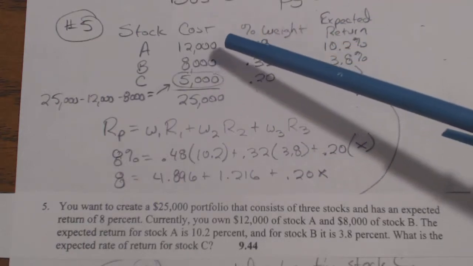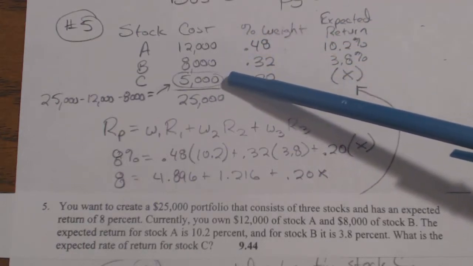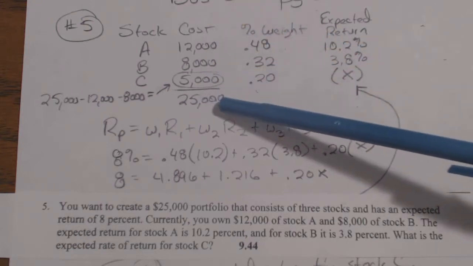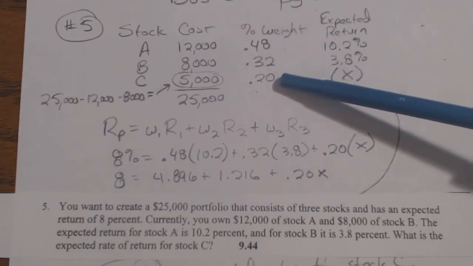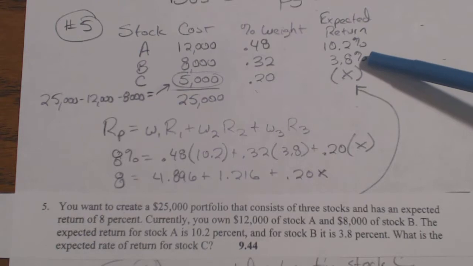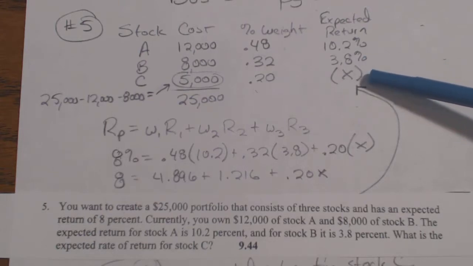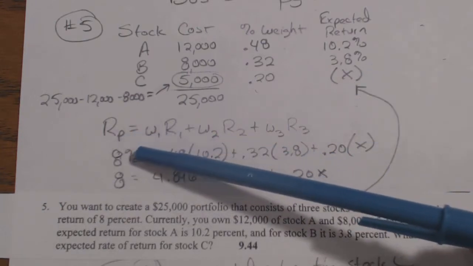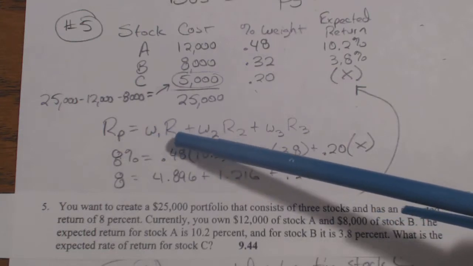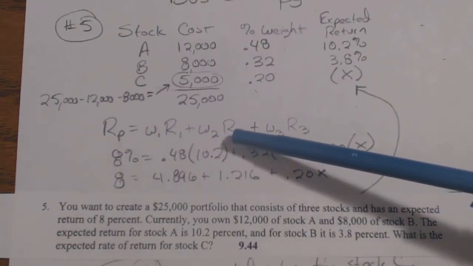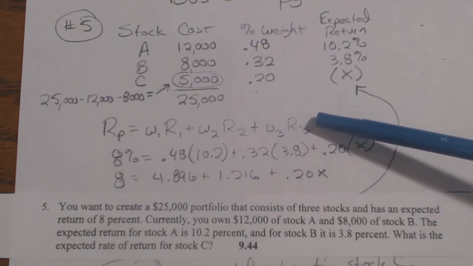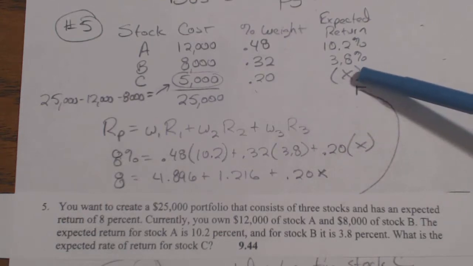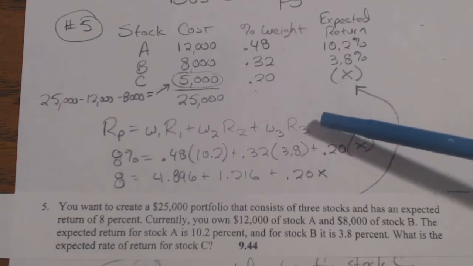Okay, so you know the cost because you backed into stock 3 is $5,000. You know the total is 25 for these. So now you can do the weighted average. The weighted average for each one of those is right there. They told you the expected return for the first 2, and for the third one, we'll mark that as X. So you go back to your formula. The return on the portfolio equals the weighted average for stock 1 times the expected return for stock 1, plus the weighted average for stock 2 times the expected return for stock 2, plus the weighted average for 3 times the expected return for stock 3. In this one, we're going to put X in there since we don't know that.